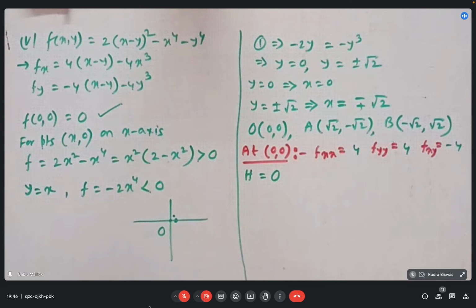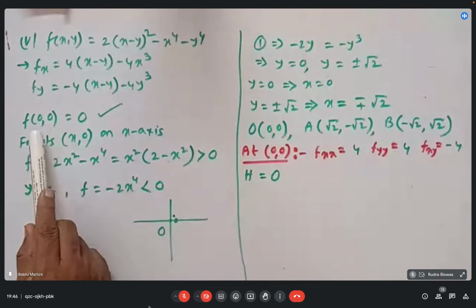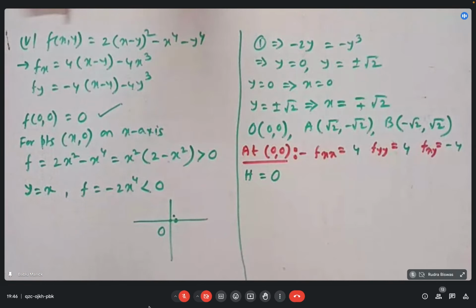Write: therefore f of 0 0 is not an extreme value. Write it.